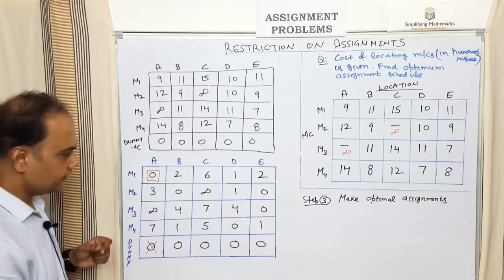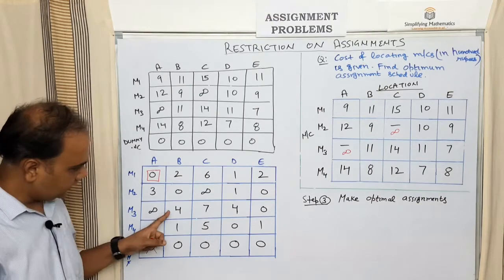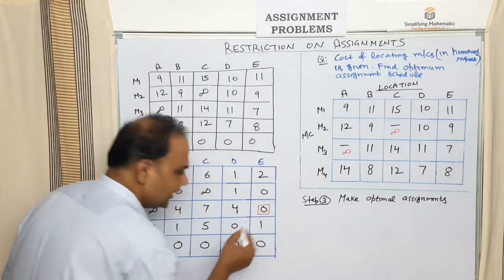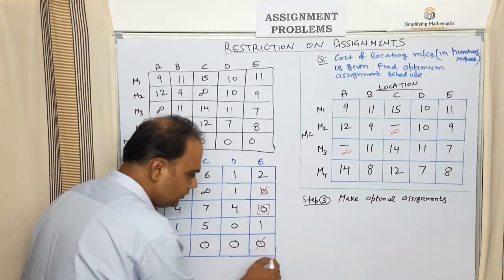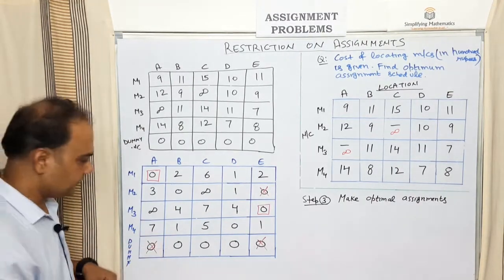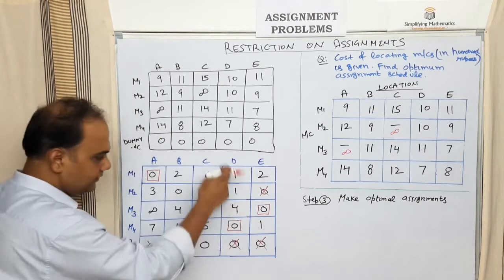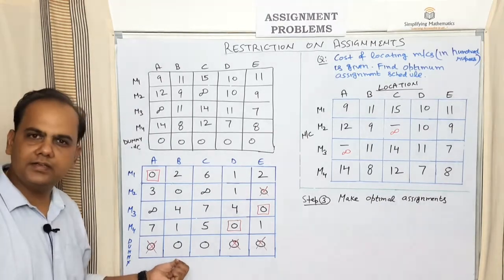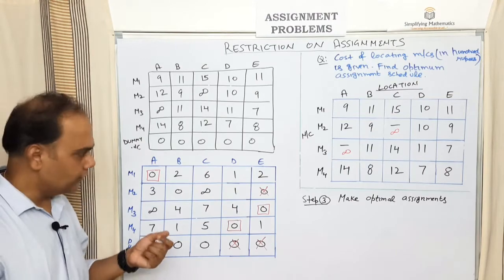Now moving towards the next row. In the second row, are you getting any single zero? No. In the third row, are you getting any single zero? Yes. So make an assignment on that zero, and corresponding to this cell, cross all the zeros in that column. Now moving towards the next row, are you getting a single zero? Yes. So make an assignment, and corresponding to this cell, cancel all the zeros. Now moving towards the fifth row, are you getting a single zero? No. Now again start from the first row and look for a single zero.